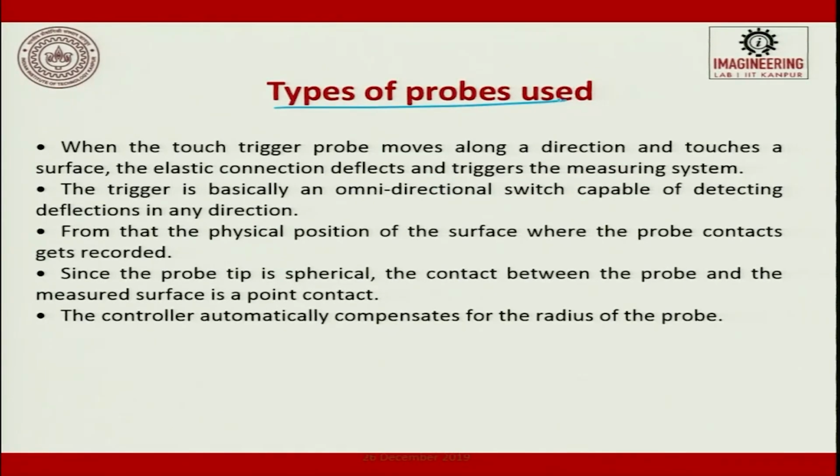When we look into the last part of the components, there are the types of probes. So, when the probe touches the part, what happens? It tries to trigger. So, now the triggering mechanism has to be included in the probing head. That is what we will try to see now. When the touch trigger probe moves along a direction and touches a surface, an elastic connection deflects and triggers the measurement system. The moment I touch the surface, the probe equilibrium position is disturbed. Now, the disturbed position is recorded and that becomes your XYZ coordinates.